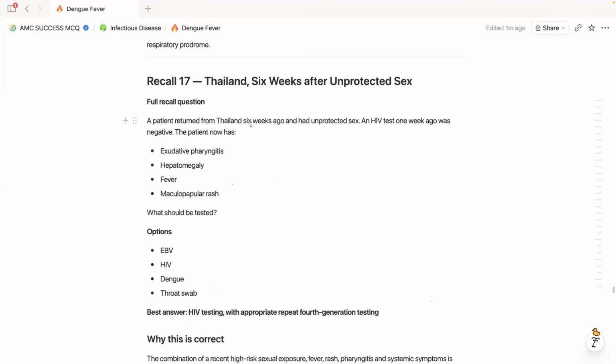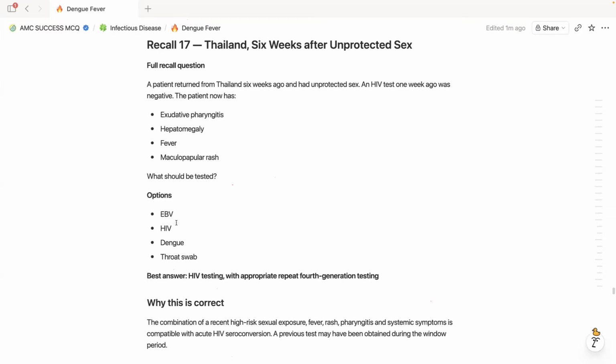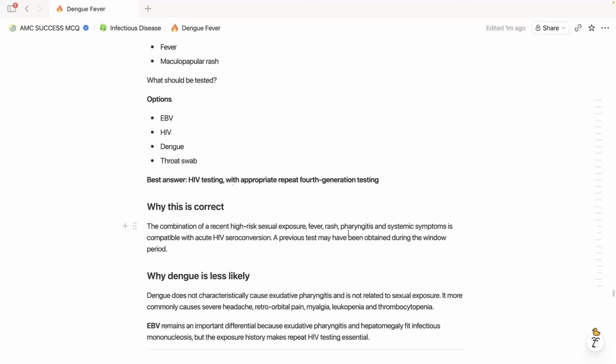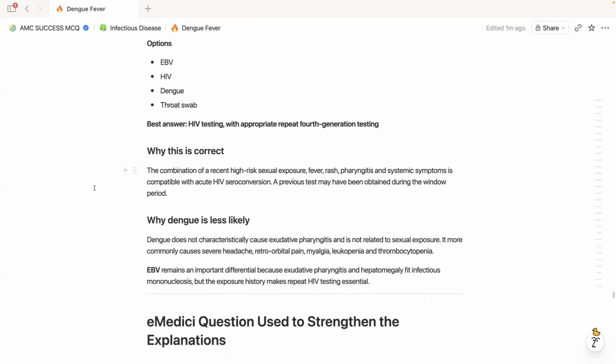A patient returned from Thailand 6 weeks ago and had unprotected sex. An HIV test 1 week ago was negative. The patient now has exudative pharyngitis, hepatomegaly, fever, maculopapular rash. What should be tested? EBV, HIV, dengue, or throat swab. We go here with HIV testing with appropriate repeat fourth-generation testing, because of the combination of high-risk sexual exposure, fever, rash, pharyngitis, systemic symptoms. It can be acute HIV, and a previous test may be negative in this window.